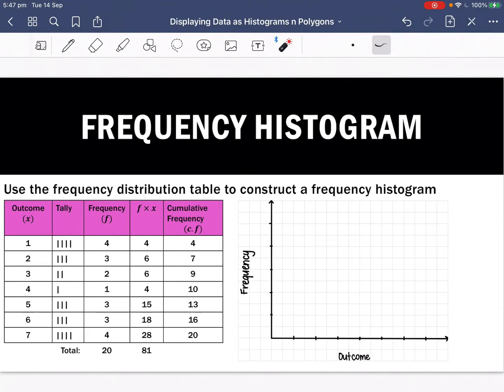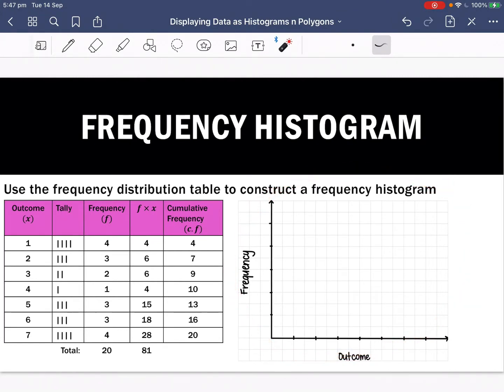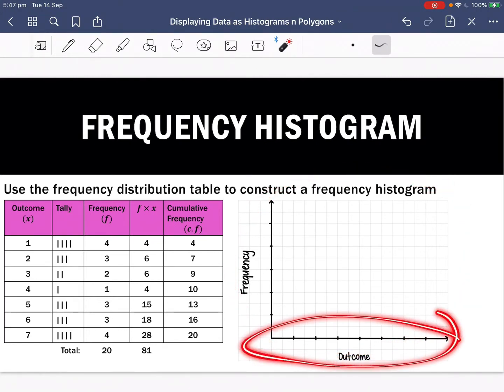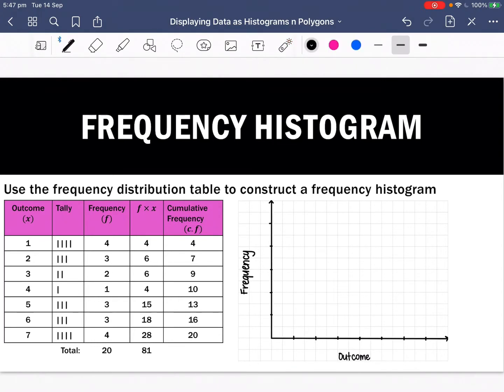So the first step is to look at our axes over here. We have our horizontal axis, which is our outcome, and our vertical axis, which is going to hold our frequency. So we need to put values along our axis. So for our horizontal axis, our outcomes, we need to write our outcomes of 1, 2, 3, 4, 5, 6, and 7 along that horizontal axis.